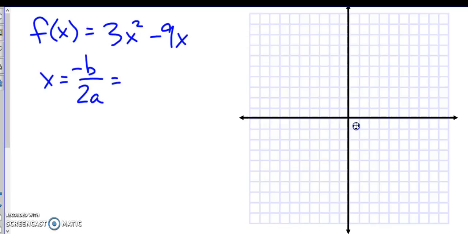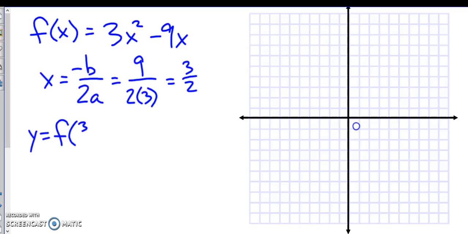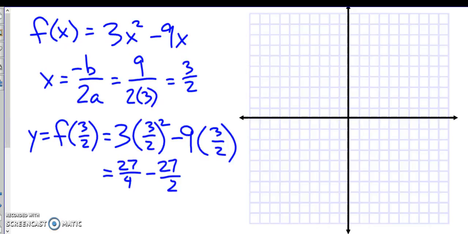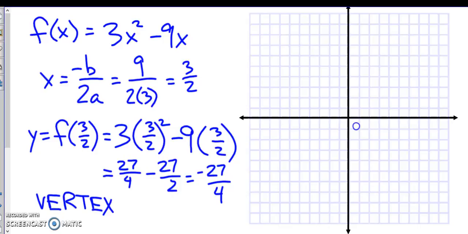Negative b over 2a, so that would be 9 over 2 times 3. 9 over 6 reduces to 3 halves. So then y would equal f of 3 halves, which would be 3 times 3 halves squared minus 9 times 3 halves. So let's see, 3 halves squared would be 9 over 4 times 3 would be 27 over 4 minus 9 times 3 is 27, so 27 over 2, which would be negative 27 over 4. So the vertex would be 3 halves, negative 27 over 4.